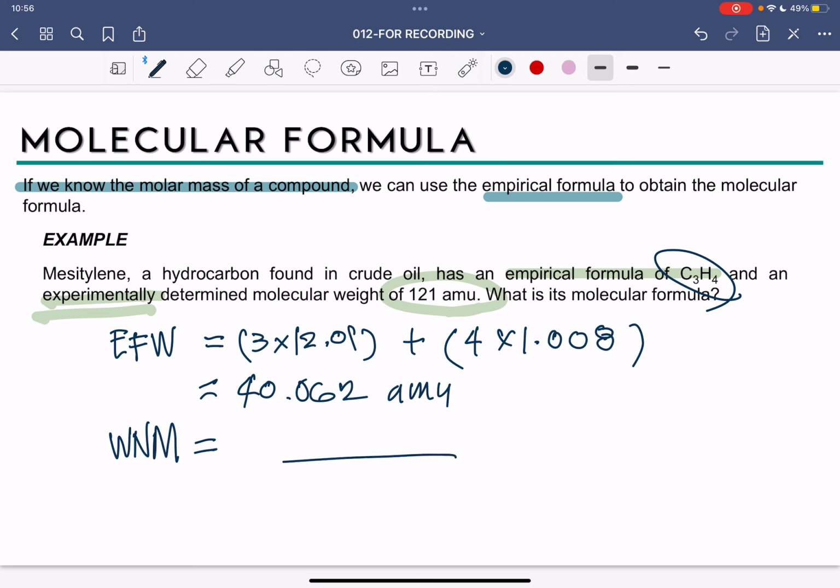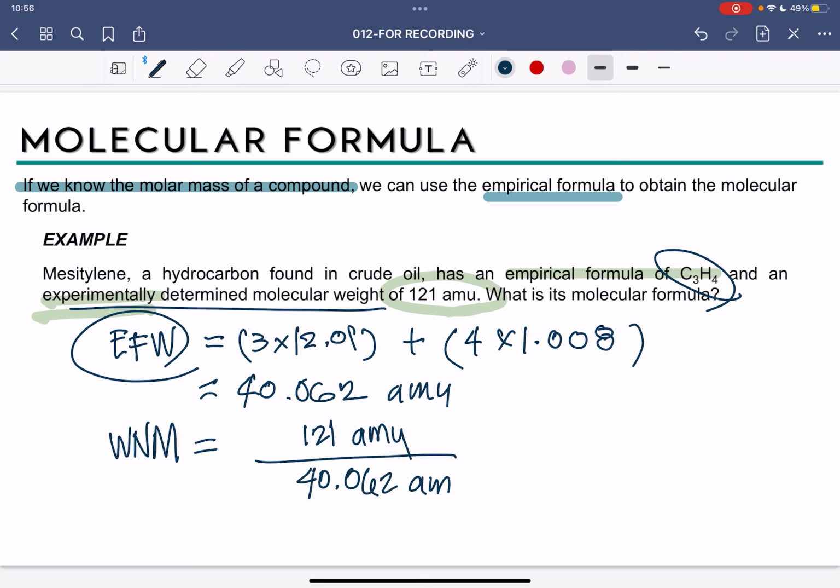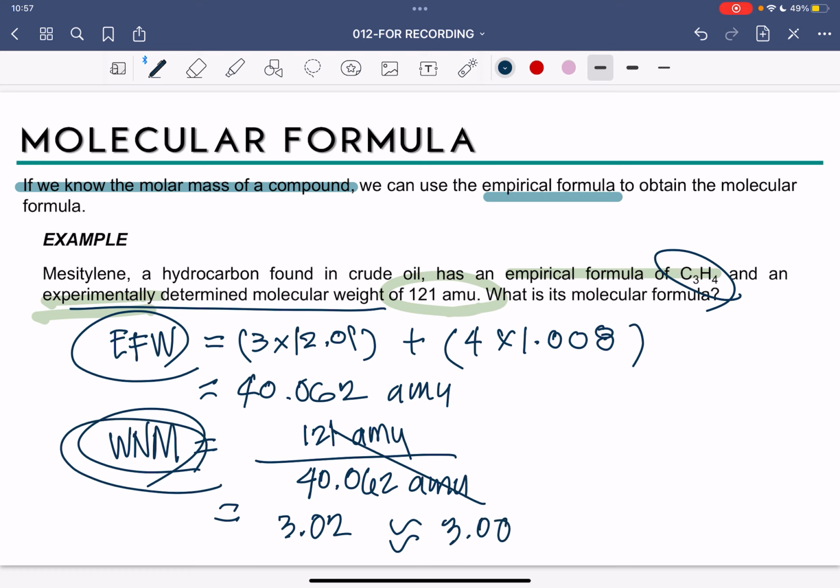Unsaon nato ni siya makuha? Makuha nato ni siya kung i-divide nato ang given na molecular weight 121 AMU sa atong na-calculate na EFW, 40.062 AMU. Of course, mag-crush off man ang AMU. So imuhang whole number multiplier, walay unit. So that's 121 divided by 40.062. Ang answer is 3.02, which we could just round down to 3.00. Whole number multiplier siya, kay i-multiply nato sa subscript. So times 3 tanan subscript sa tanan element sa tibuok compound.